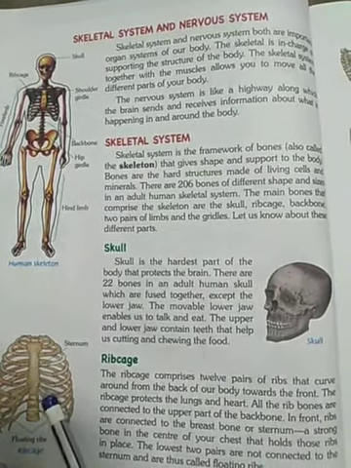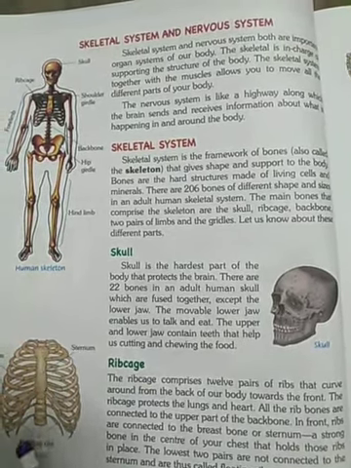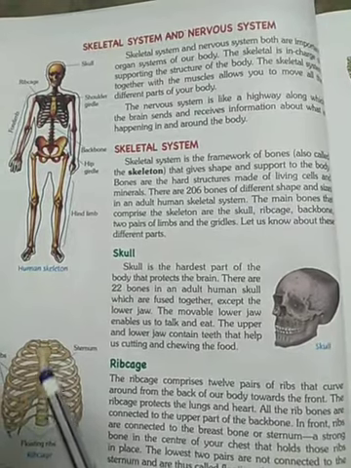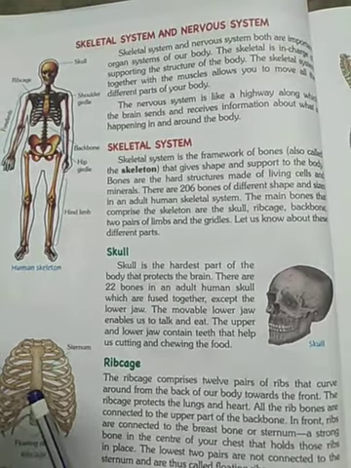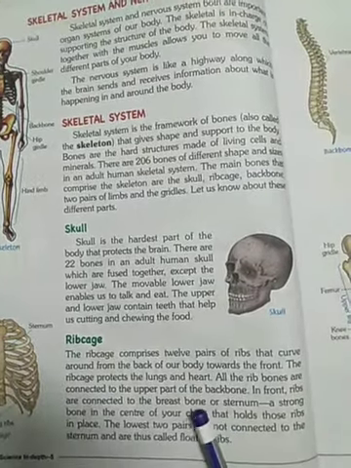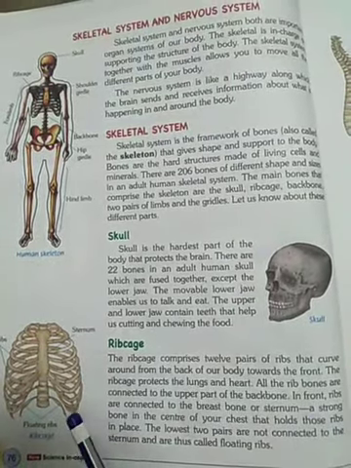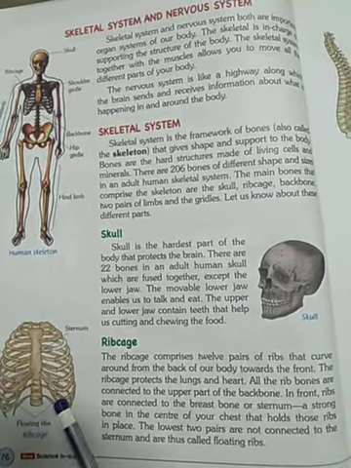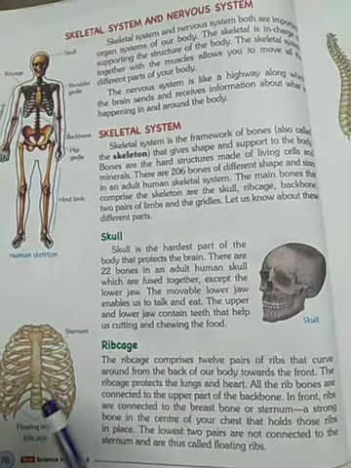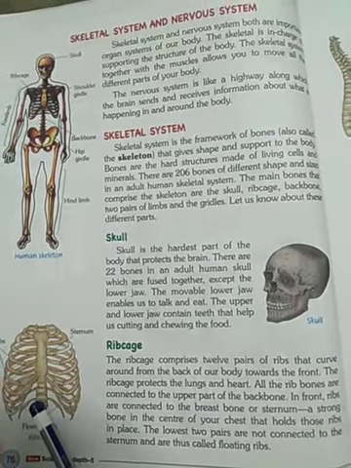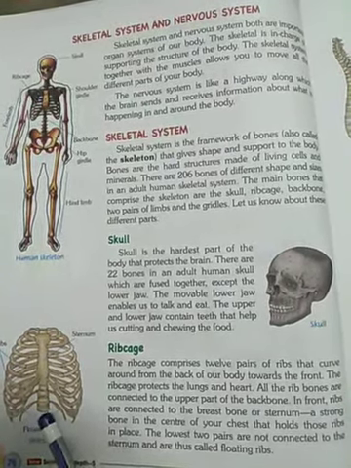And all the rib bones are connected to the upper part of the backbone, right? The upper part of the backbone. And in front, ribs are connected to the breastbone or sternum, right? A strong bone in the center of your chest that holds those ribs in place. The lowest two pairs are not connected to the sternum and are thus called floating ribs.